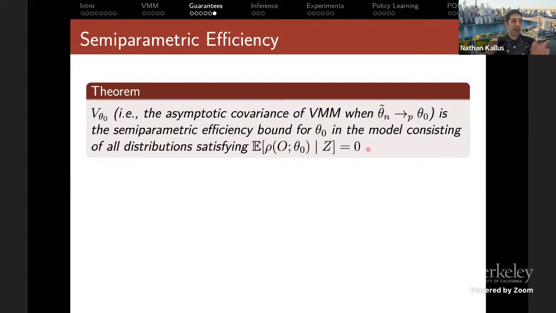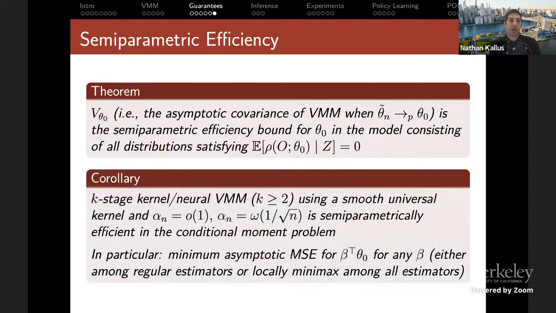Okay, so it's kind of like what Hansen got for the marginal moment model, but now we're looking at the model specified by the conditional moment problem. So this is in fact the semi-parametric efficiency bound, and therefore these k-stage kernel or neural VMMs are going to be semi-parametrically efficient in the conditional moment problem.